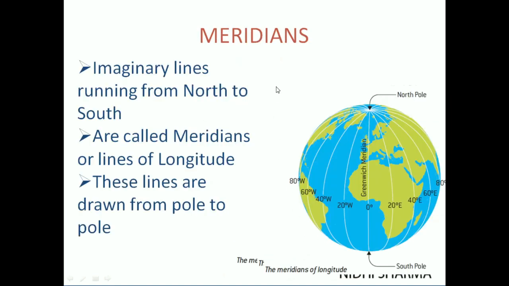Now what are meridians? Earlier we have learned that parallels are the lines running from east to west direction. Now meridians are the imaginary lines that run from north pole to south pole. You can see here that they run from north pole. All the lines are running from north pole to south pole, and these lines are drawn from pole to pole. This is north pole, this is south pole. So they are drawn from pole to pole, and they are also called lines of longitude. The parallels are the lines of latitude and meridians are called the lines of longitude.